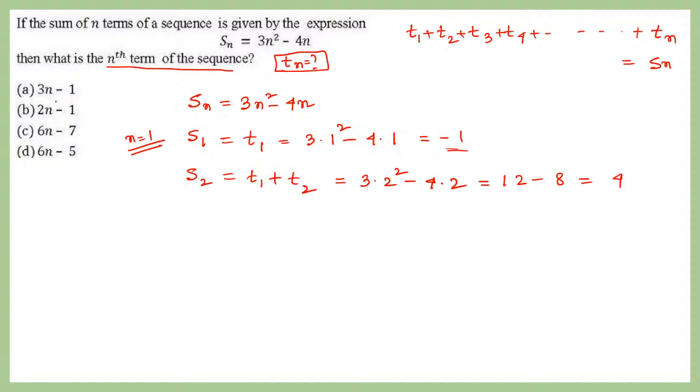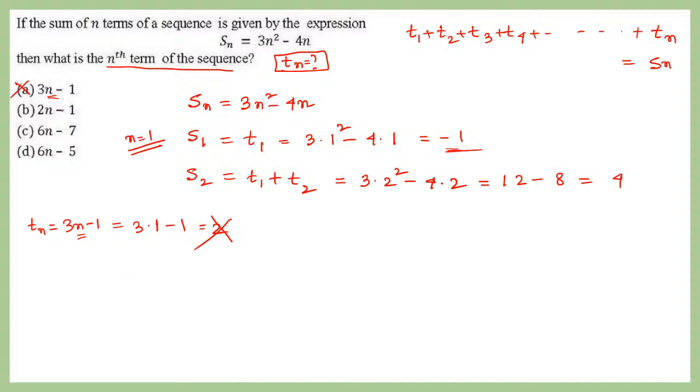Let us first see if we put n equal to 1, does it give us minus 1? If Tn is equal to 3n minus 1, and we put n equal to 1, then we get 3 into 1 minus 1, that is equal to 2. So it is the wrong option. So option A is wrong. Next is option B, 2n minus 1.